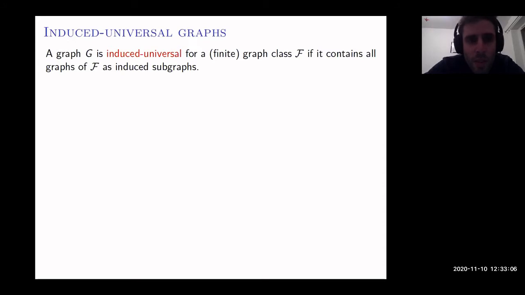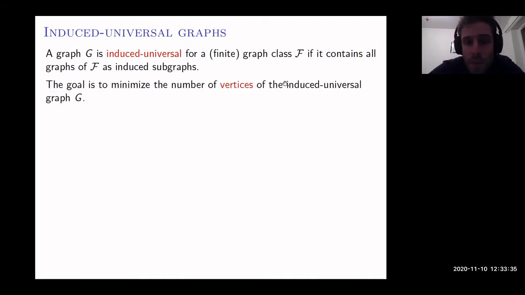Maybe the first remark is that G exists, because you can take the disjoint union of all the graphs of F, and clearly what you get is a graph that is induced universal for the family, because all of them are induced subgraphs of this graph. But that's fairly large in general. What people really want to do is make this graph as compact as possible, so people usually want to minimize the number of vertices of the induced universal graph.